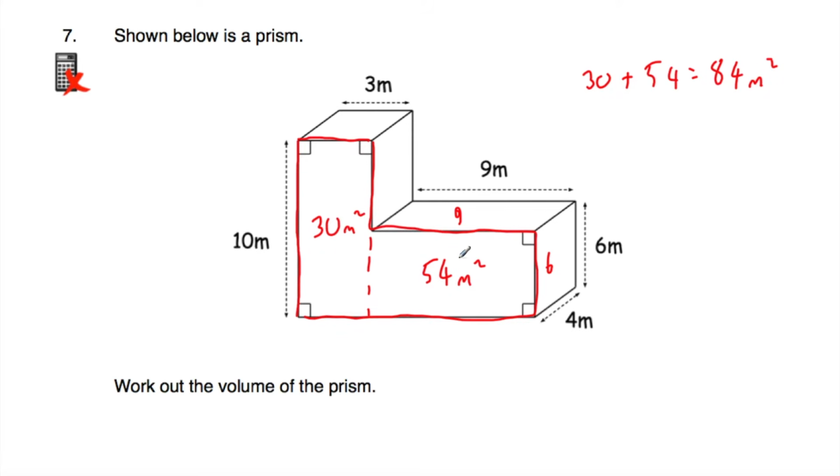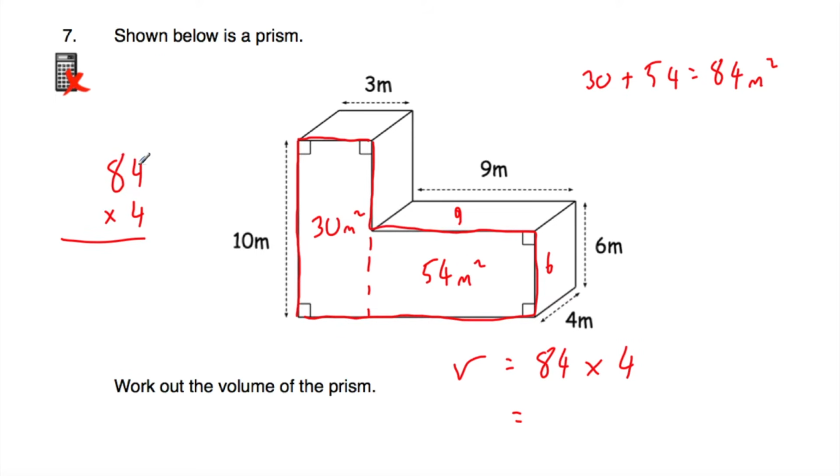section of the prism. Now we just need to multiply the area of that cross section, that 84 meters squared, by the length of the prism, which is 4. So the volume would be equal to the cross sectional area, which is 84 meters squared, multiplied by the length of the prism, which is 4. And if we do 84 times 4, that'll give us the volume of the prism. So let's do 84 multiplied by 4.